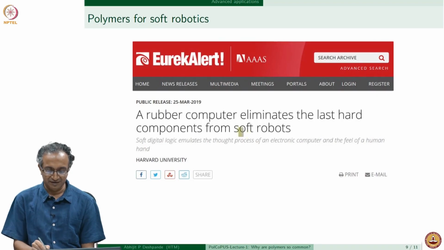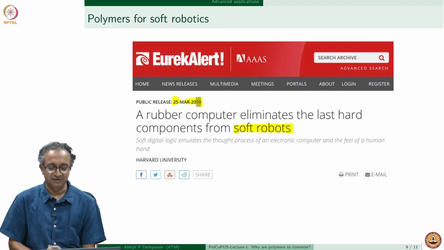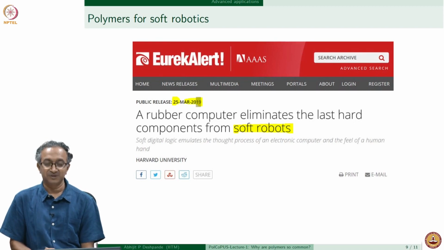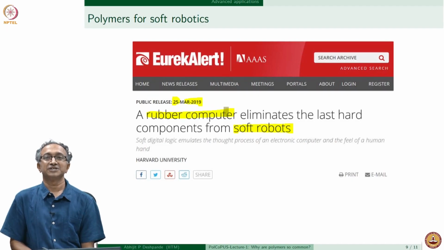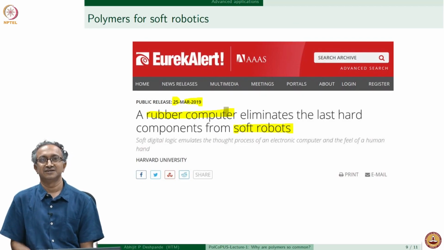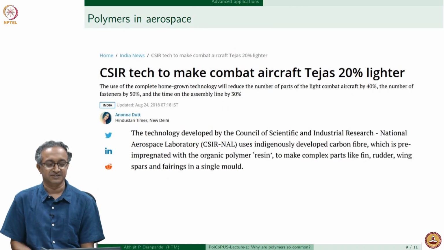So for example, this story, which is again last year's story, talks about a soft robot, where even the computational part, the electronics part in a soft robot, can be made out of polymers. So you can make a robot with polymeric materials. So soft robotics is a very new field where polymers are being used for robotic applications.